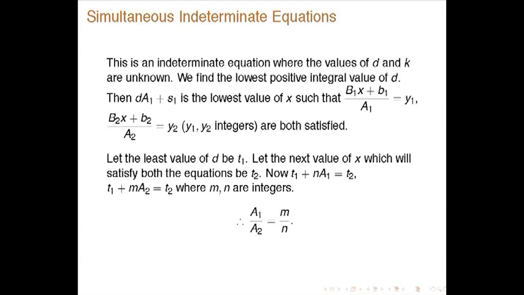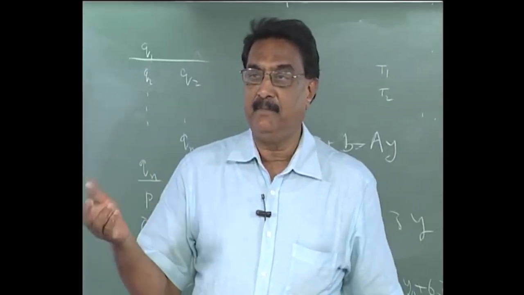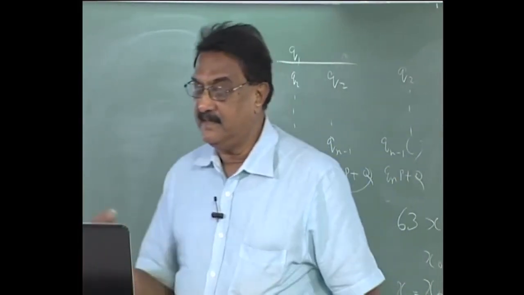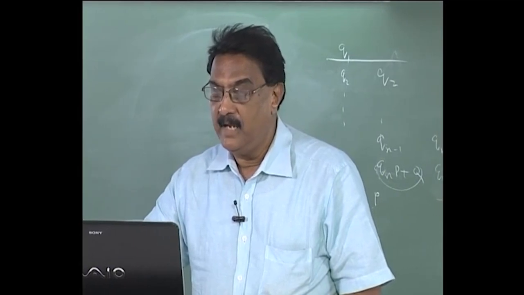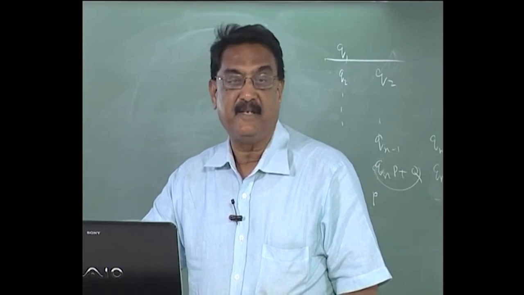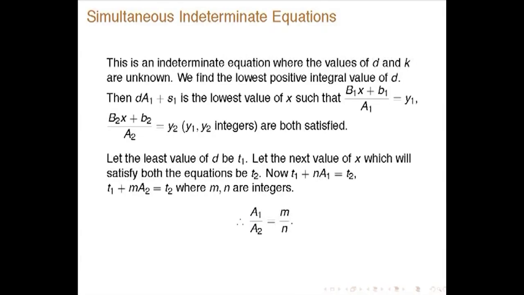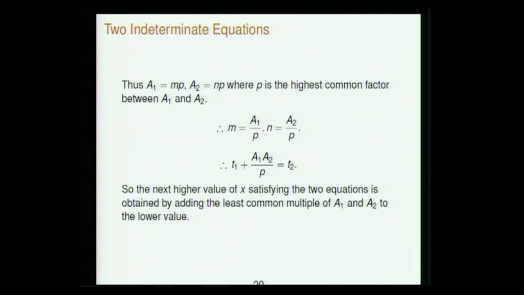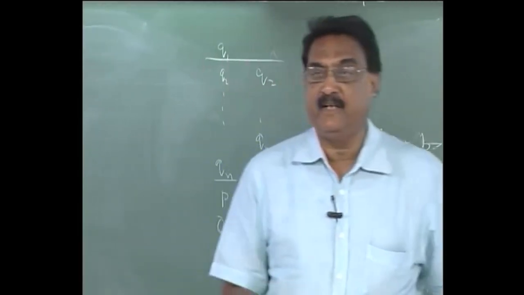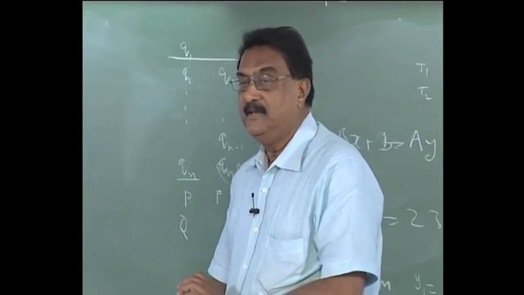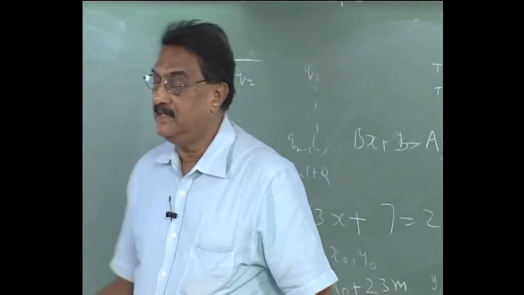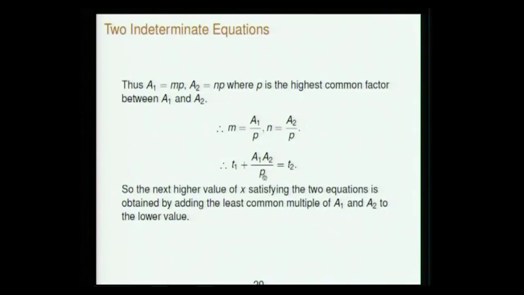Let the next value of x which will satisfy this be T2. Then T2 must be T1 plus N A1, because for the first equation, if you take the lowest and add a multiple of A1, that will be a solution. Similarly, for the second equation, from the common solution T1, a multiple of A2 must be a solution, and both equations have to be satisfied. So from these two you get A1 by A2 is equal to M by N. Now let P be the highest common factor of A1 and A2, then A1 is equal to MP, A2 is equal to NP. So T1 plus A1 A2 by P is equal to T2, and that will satisfy both the equations. So you got the point. T1 is the lowest solution which will satisfy both the equations, and the next value is T1 plus A1 A2 by P. That is the next higher value.